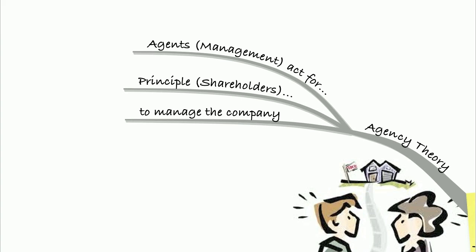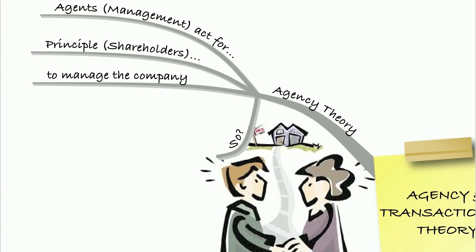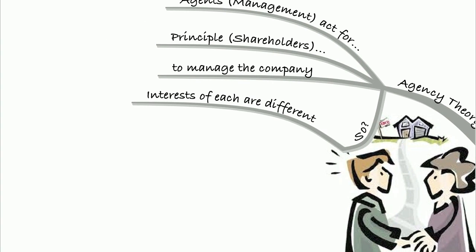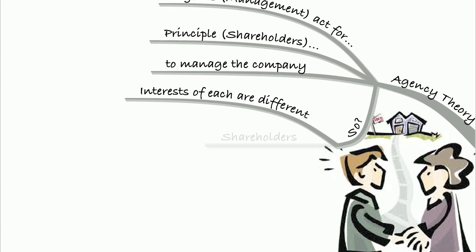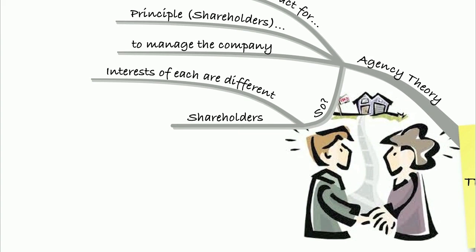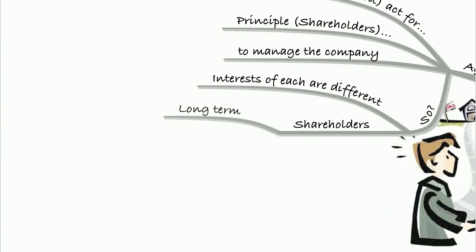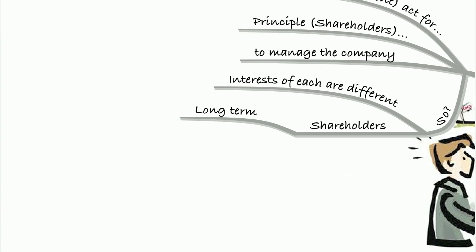So what does that mean? Well, there are some important things. First of all, the interests of each of these are different. The agents will have different interests than the shareholders. What do each of them want? First of all, the shareholders. Well, the shareholders want long-term successful investments. Primarily what they want is protection of their capital.